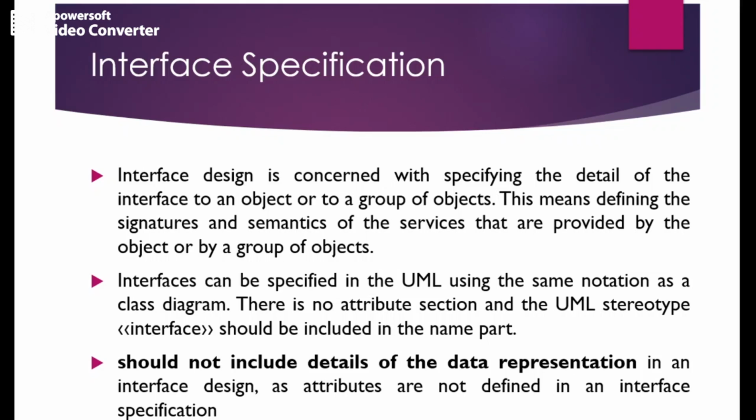So how are we specifying the interface in the UML? It is similar to your class diagram. How we are representing a class in the UML, the same diagram. But one thing, there is no attribute section, keep in mind. While doing the class diagram, first at the top will be the class name, then the next section will be the attribute section, and the last section will be the operations or the methods section. But in the case of your interface, same way how you are representing the class diagram, but there is no attribute section.